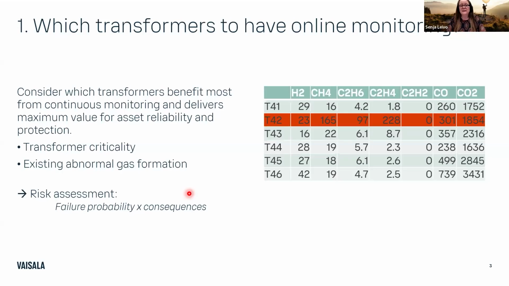So at the end, we could think about this monitoring, especially when there is a bigger fleet of transformers, hundreds or even thousands of transformers. It's not financially reasonable to have every transformer with online monitoring, at least not on the multi-gas level. So look at the risk assessment: what is the failure probability of transformers and what are the consequences of that? So maybe some food for thought in here.